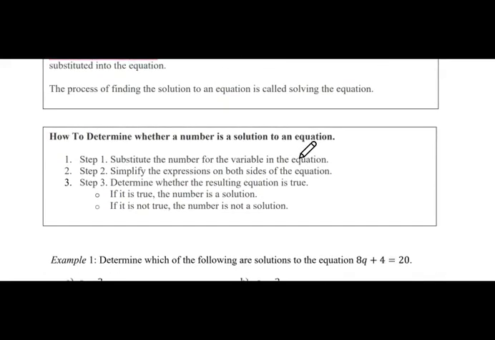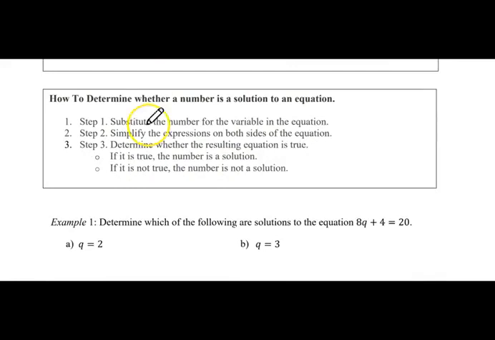To determine whether a number is a solution to an equation, we're going to do it in 3 steps. Step 1, substitute the number for the variable in the equation. Step 2, simplify the expression on both sides of the equation. Step 3, determine whether the resulting equation is true. If it's true, the number is a solution. If it's not true, the number is not a solution.